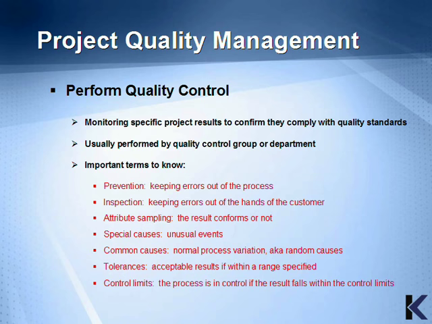Important terms to know are prevention, which is keeping errors out of the process; inspection, which is keeping errors out of the hands of the customer; attribute sampling, where the result conforms or it does not; special causes, which are unusual events; common causes, which are normal process variations, also known as random causes; tolerances, which are acceptable results if they're within a range specified; and control limits, where the process is in control if the results fall within the control limits.